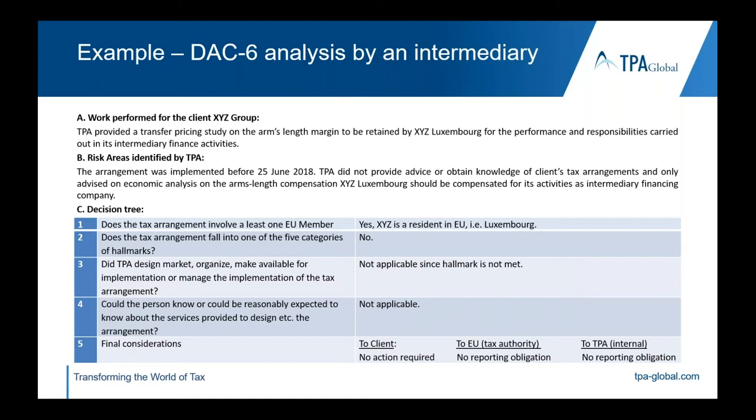This section C shows the decision tree. So here are the questions that you would be asking to see if the arrangement is a reportable transaction. The first question you'd be looking at is whether the tax arrangement involves at least one EU member state. And in this case, it was yes, because XYZ was a resident in Luxembourg. And we looked at whether the arrangement falls under one of the five categories, and in this case, it didn't.